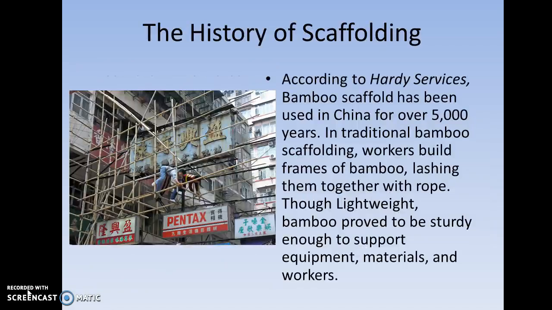The history of scaffolding. According to Hardy Services, bamboo scaffold has been used in China for over 5,000 years. In traditional bamboo scaffolding, workers build frames of bamboo, lashing them together with rope. Though lightweight, bamboo proved to be sturdy enough to support equipment, materials, as well as workers.